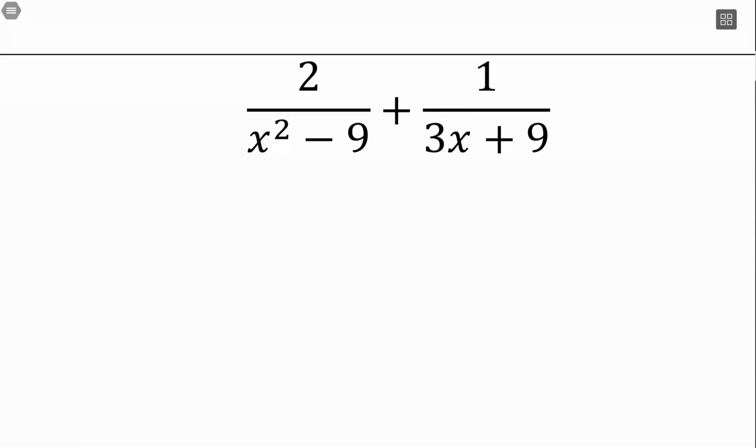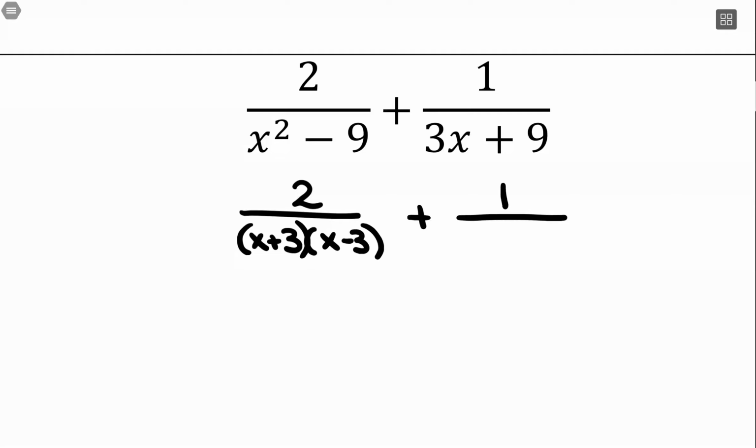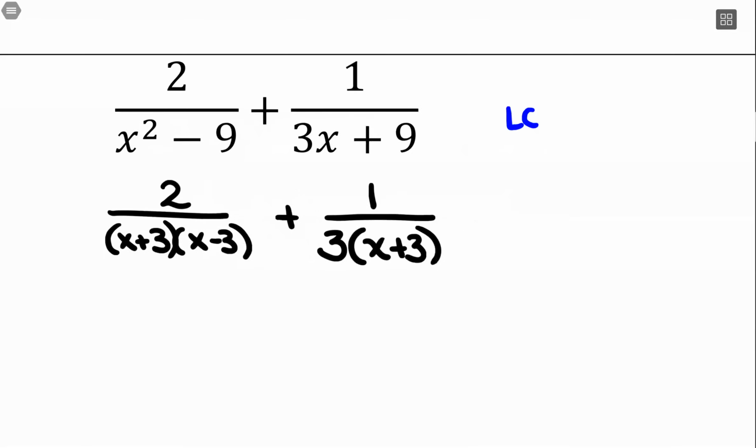All right, I am going to go through 2 more examples here so we get lots of good practice. So here we're going to have 2 over x plus 3 times x minus 3, using that difference of squares, plus 1 over, we have a common factor of 3 to factor out, and that would leave us with an x plus 3. So my least common denominator, we have a factor of 3, we have an x plus 3. Both of them have an exponent of 1, so we're just going to have one of those x plus 3s and the x minus 3.